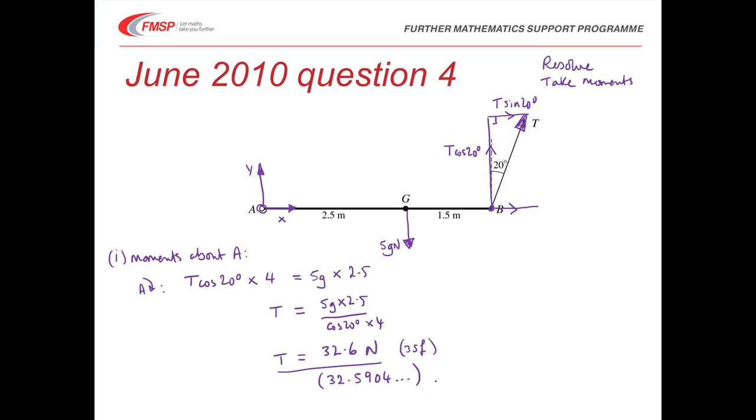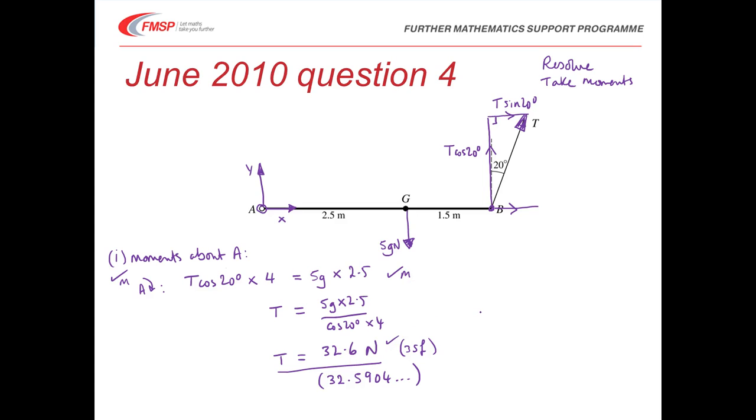There are 3 marks for this part. The first is a method mark for correctly taking moments about the point A, and then there's a second method mark for getting the correct statement having taken moments, and then of course there's a mark for the answer.